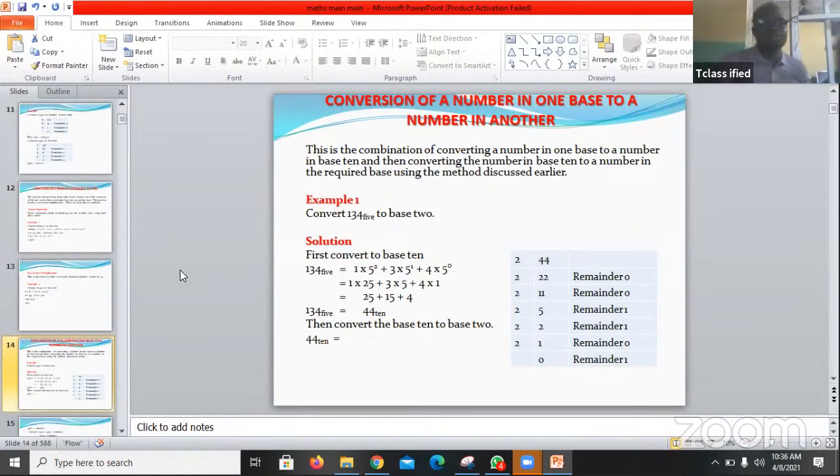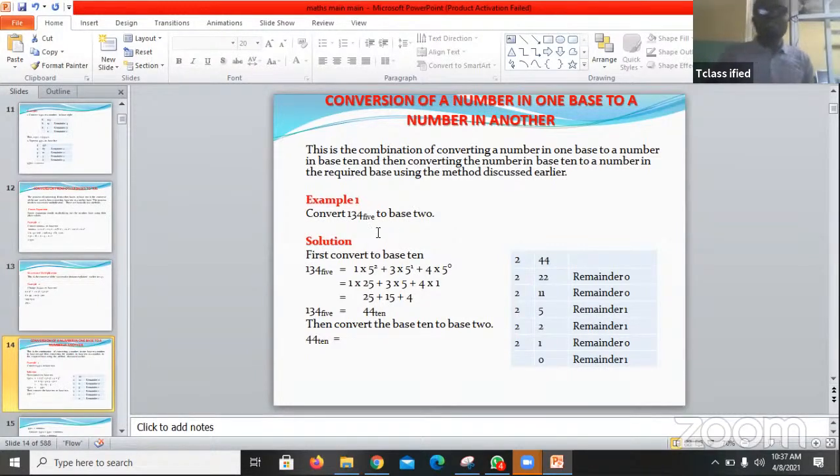Conversion of a number in one base to another base is what we're going to be doing in our next class. So I want you to make sure you read what we've done, understand it, and imbibe it into your system, so that when we try converting from other numbers to other numbers, it will be very clear. This is also very simple. It is a combination of converting a number in one base to base 10, then converting from that to another base.